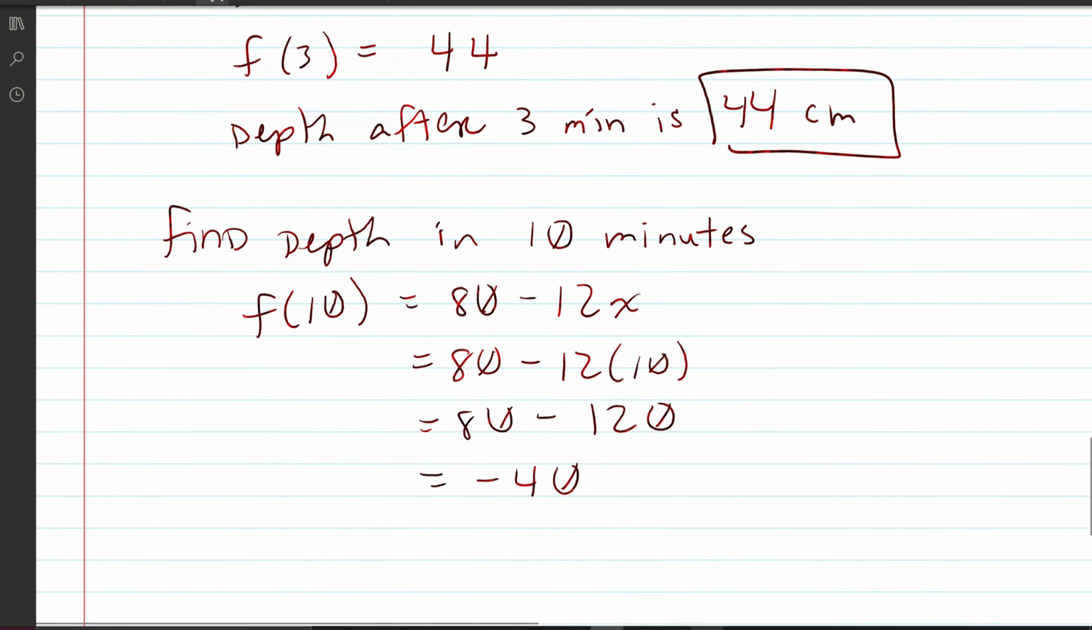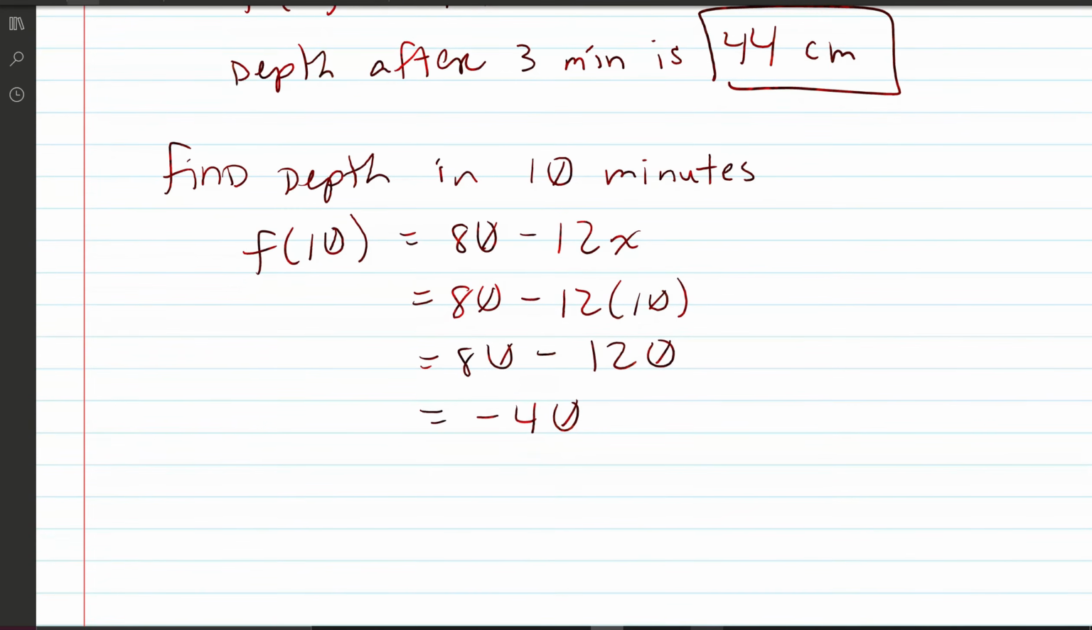All right, what is this saying? This is saying that after 10 minutes has gone by, the water started out at 80 centimeters. After 10 minutes has gone by, then the depth of the water in the pool is negative 40. Well, how can that be, right? That can't be. We can't have negative 40 centimeters as an answer, right? There's no such thing. So what is this saying?